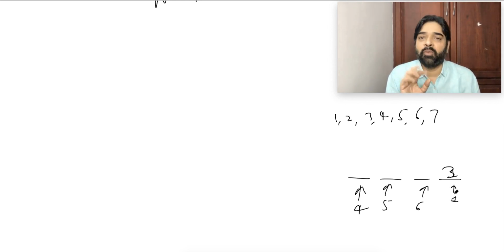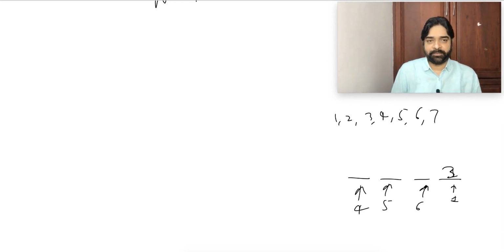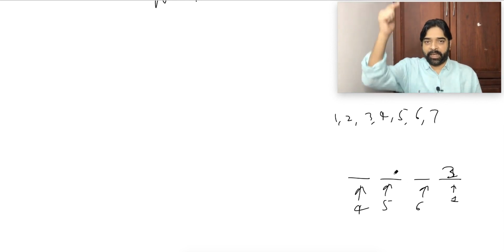Unit place 4, 120. Unit place 5, 120. Unit place 6, 120. Unit place 7, 120. Did you understand? Are you able to understand, everybody? So, what is the sum of the unit place? 840 numbers.